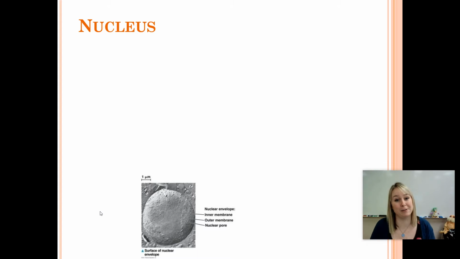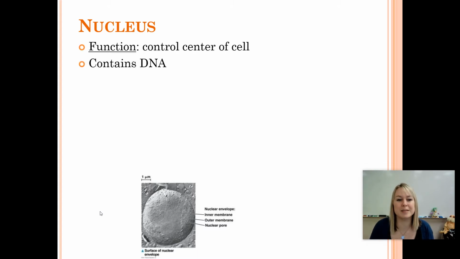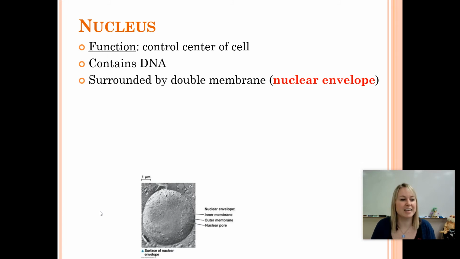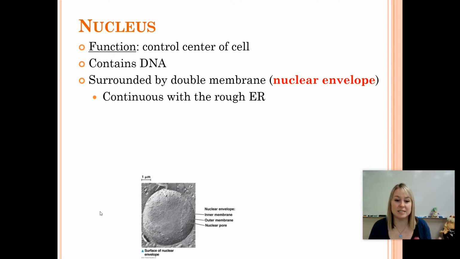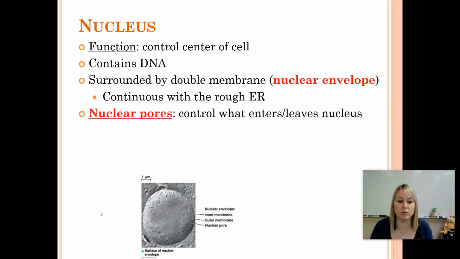Okay, here we go through the organelles. The nucleus, its function is called the control center, mostly because it contains the DNA. It is surrounded by a nuclear envelope, which is a double layer membrane, a double layer of phospholipids, just like the outer membrane. And it is continuous with the rough ER. So the endoplasmic reticulum is also a series of membranes that are coming off of the nucleus.